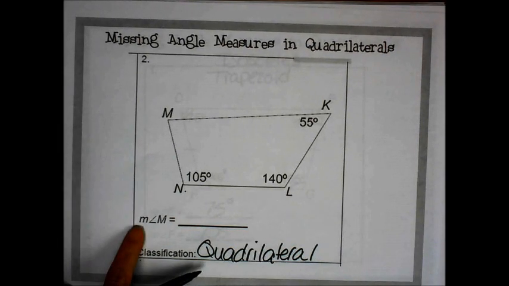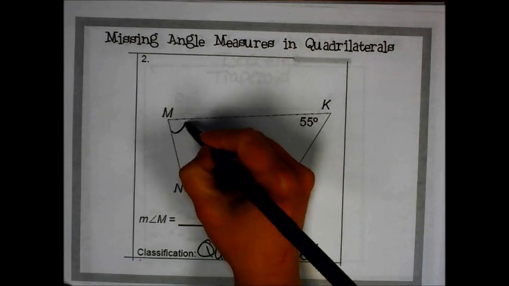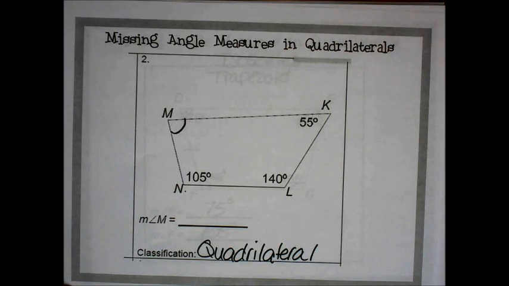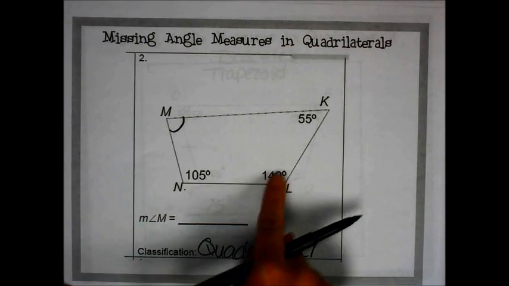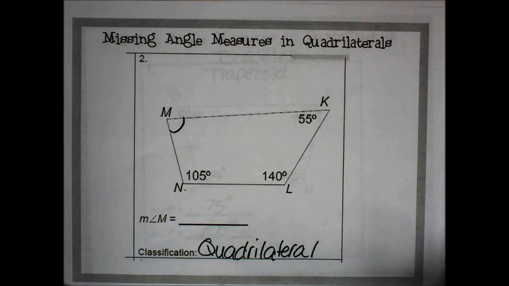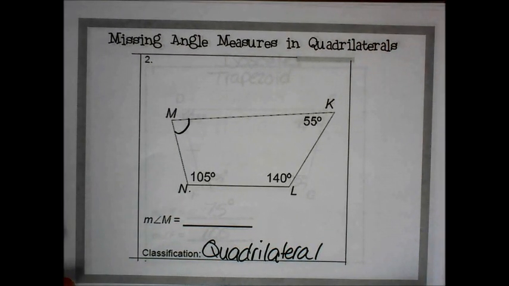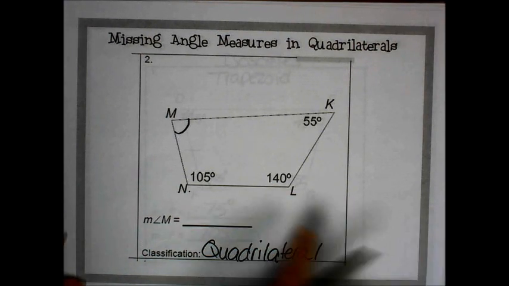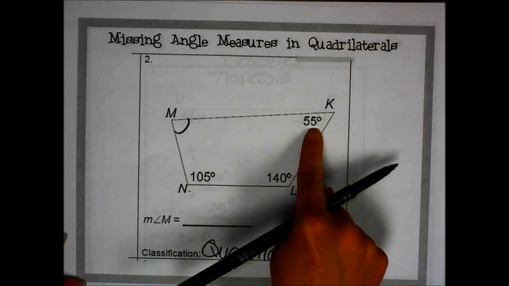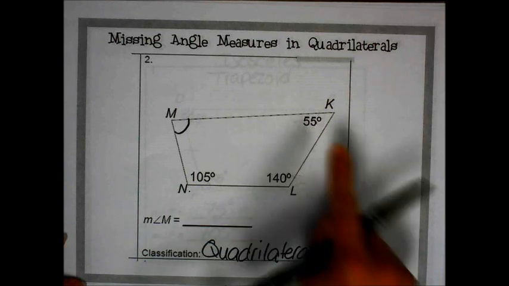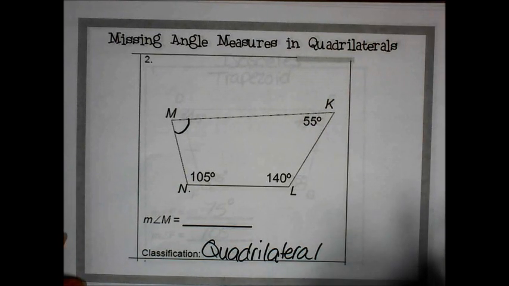Now, notice they want me to find the measure of angle M. So I know that if I add all 4 angle measurements together, I should get 360 degrees. So just like in finding the missing angle in a triangle, I'm going to add up the angles I know, and then I'm going to subtract that sum from 360 degrees.